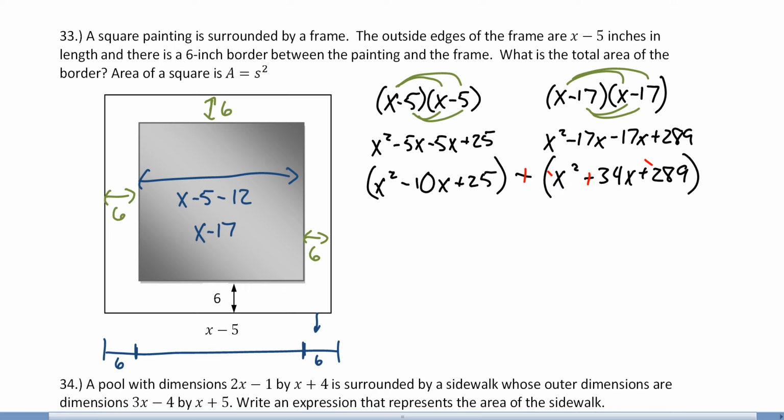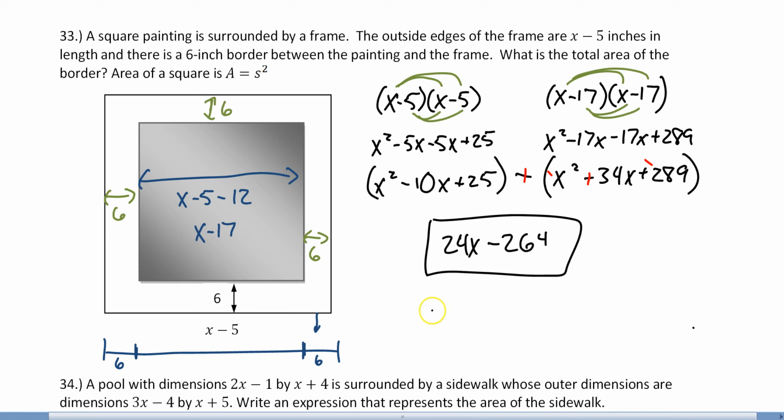As I combine the like terms, the x squareds cancel out completely. The negative 10x and the 34x give me a 24x. And then the 25 and the negative 289 give me a negative 264. And that's it. So this represents the area of that frame. Okay?